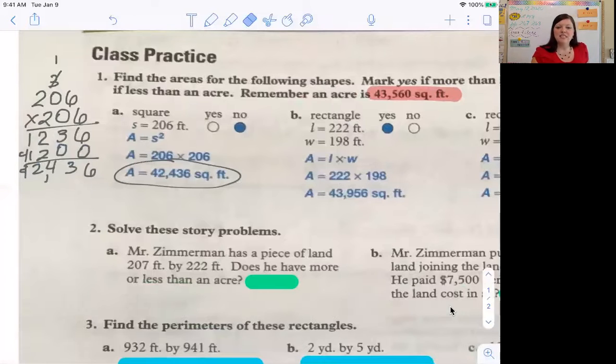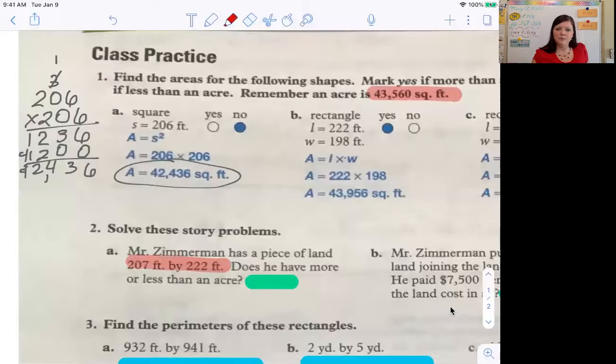Mr. Zimmerman has a piece of land 207 feet by 222 feet. Does he have more or less than an acre? Well, let's find the area to figure that out. For finding the area, will we need the formula for finding the area of a square, or will we need the formula for finding the area of a rectangle? What kind of object is this? It doesn't say rectangle, it doesn't say square.